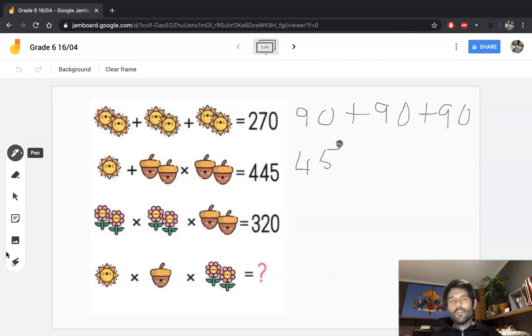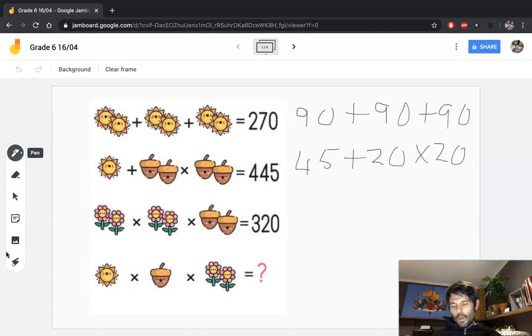And what do I add to 45 to get to 445? You need to add 400. And I get that by multiplying 20 by itself. Okay, so 20 multiplied by 20 is 400. Then add that 45, and you get your 445.